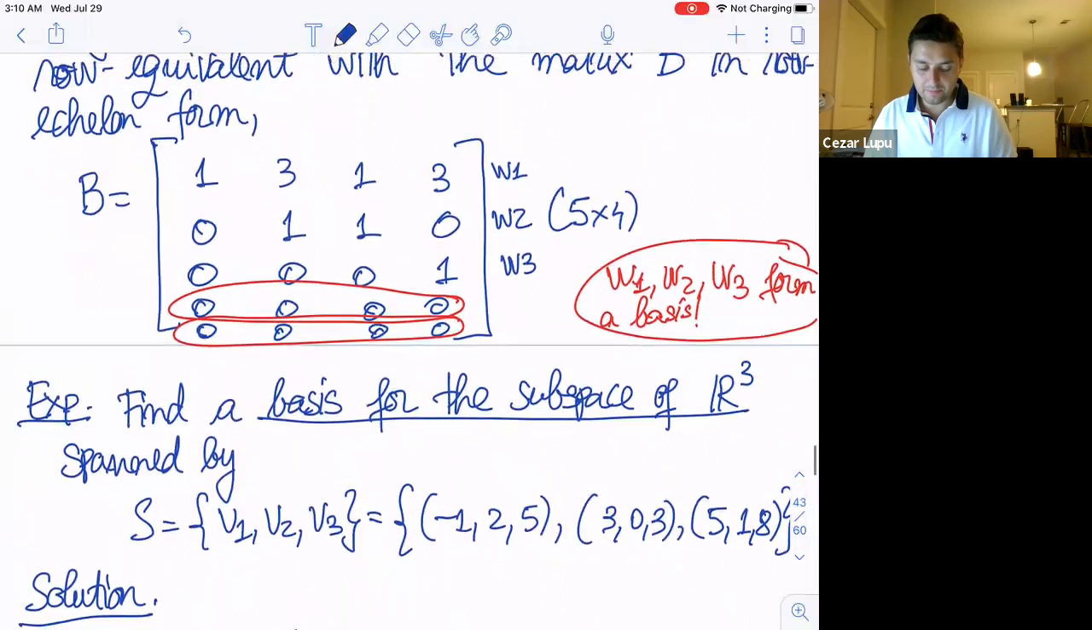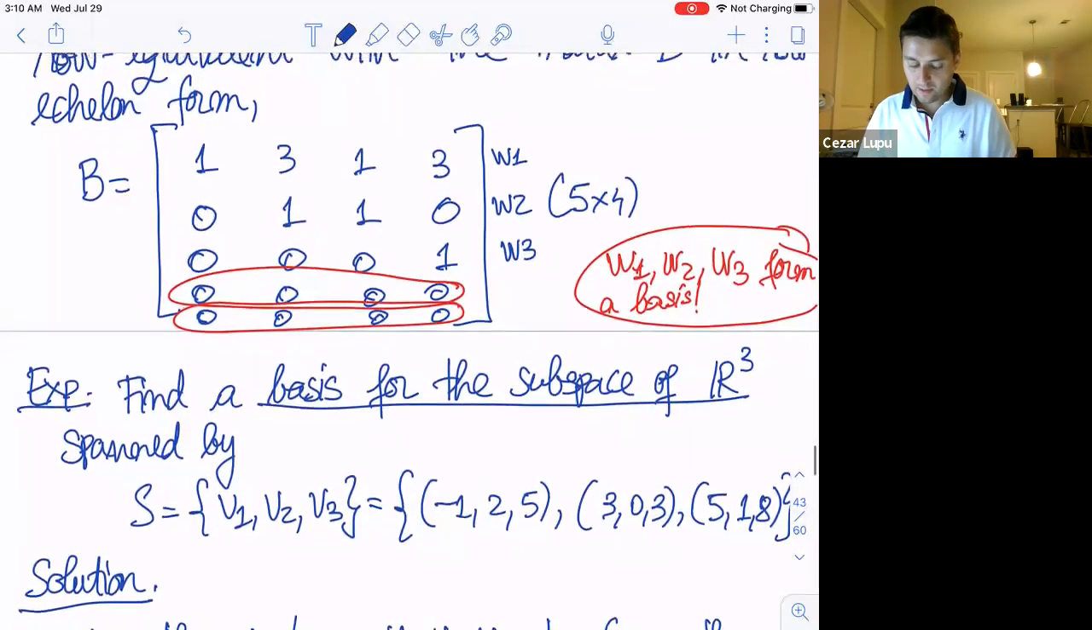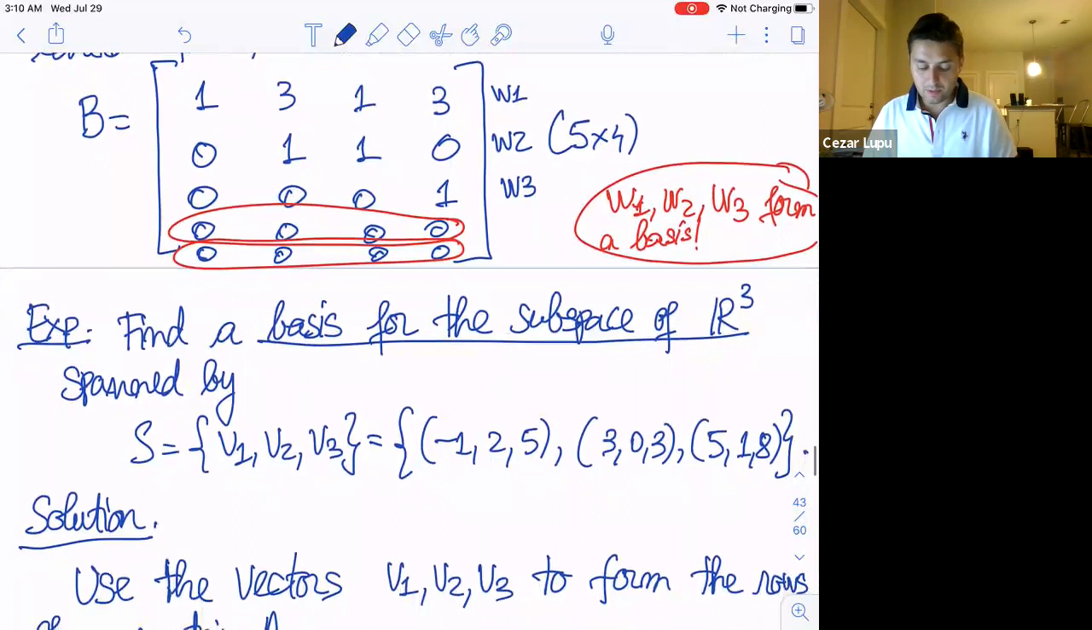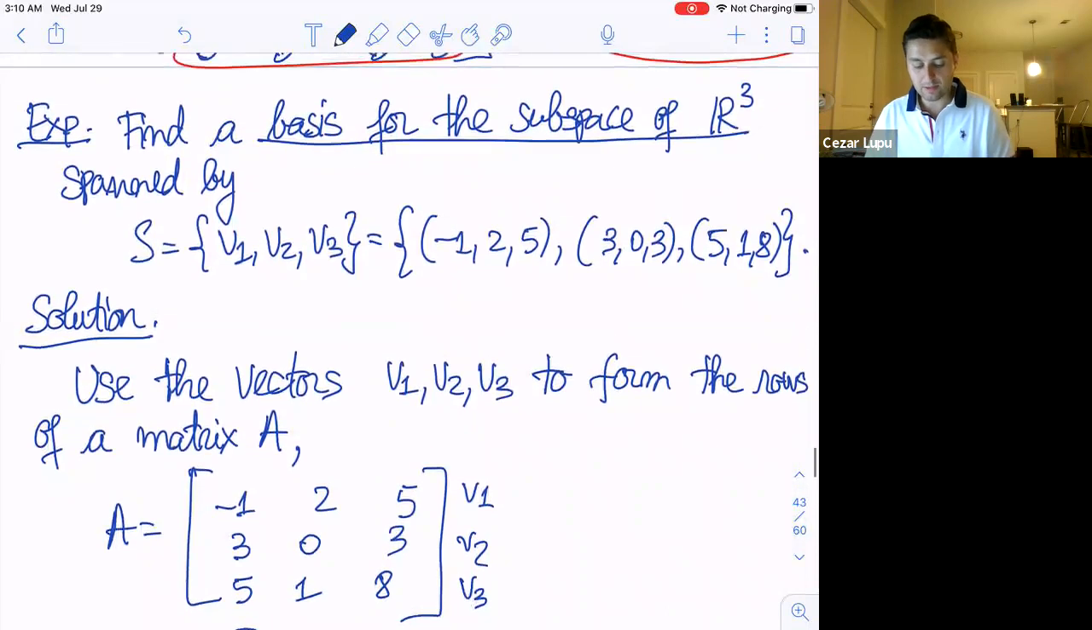Let's see another example. Find a basis for the subspace of R3 spanned by S, which is V1, V2, V3, and consists of these three vectors, as you can see here: (-1, 2, 5), (3, 0, 3), and (5, 1, 8). All right. Well, we will use these vectors to form the rows of matrix A. So let's do this, and we'll have this matrix.